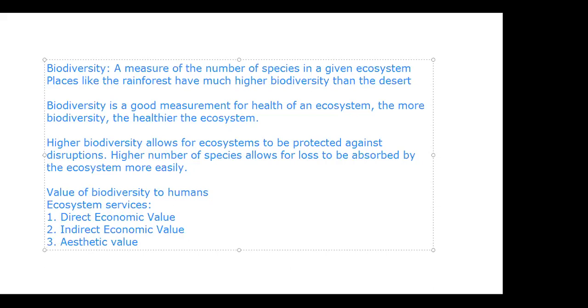But does anybody have any questions about why biodiversity is good and useful and a good measure of all of this? Does anybody have any questions? Okay. Is anybody taking any notes, or am I good to erase this?